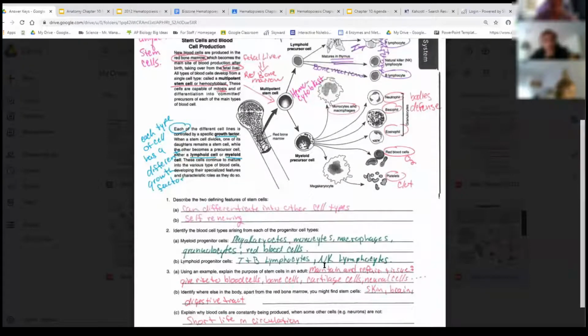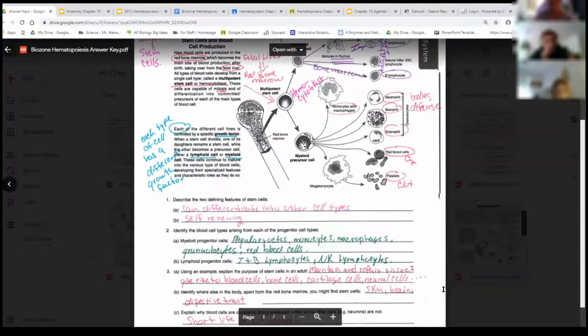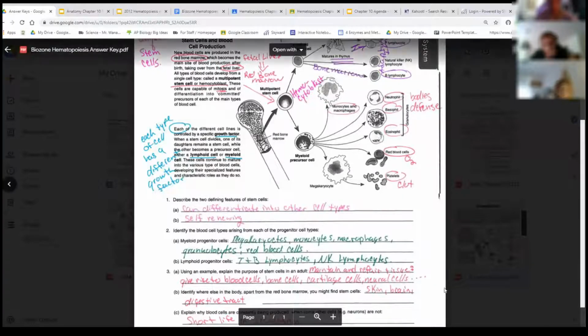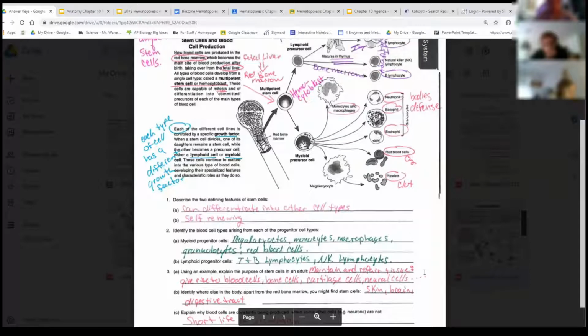Number 3, use an example to explain the purpose of stem cells in adults. Stem cells are going to make more tissue, to maintain and repair tissue. If you have a tear in a muscle, for example, it has to make more muscle to fill that tear. They give rise to blood cells. We know our red blood cells only last 120 days, so obviously we're going to need to make more red blood cells. Bone cells, cartilage cells, neuron cells, making new tissue of any type.